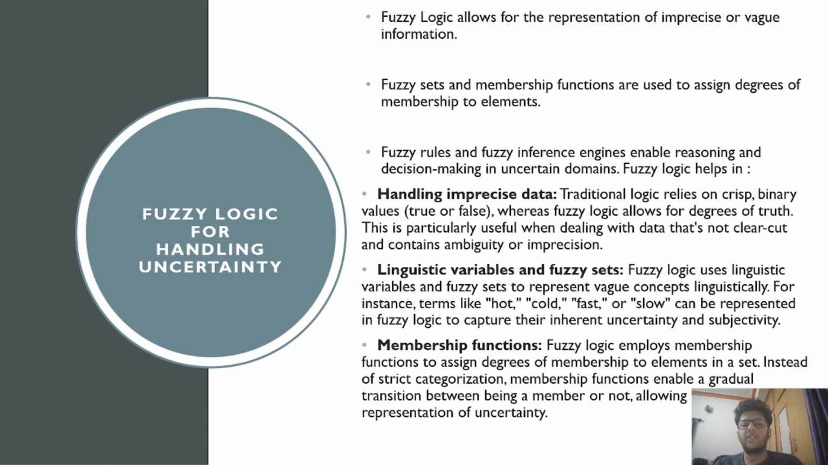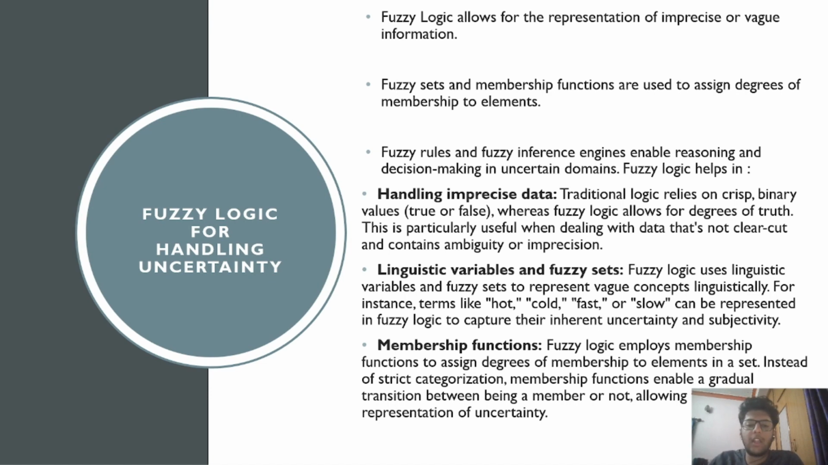So fuzzy logic helps in handling imprecise data. Traditional logic relies on crisp binary values, that is true or false, whereas fuzzy logic allows for degrees of truth, and this is particularly useful for dealing with data that is not clear cut and contains ambiguity or imprecision.